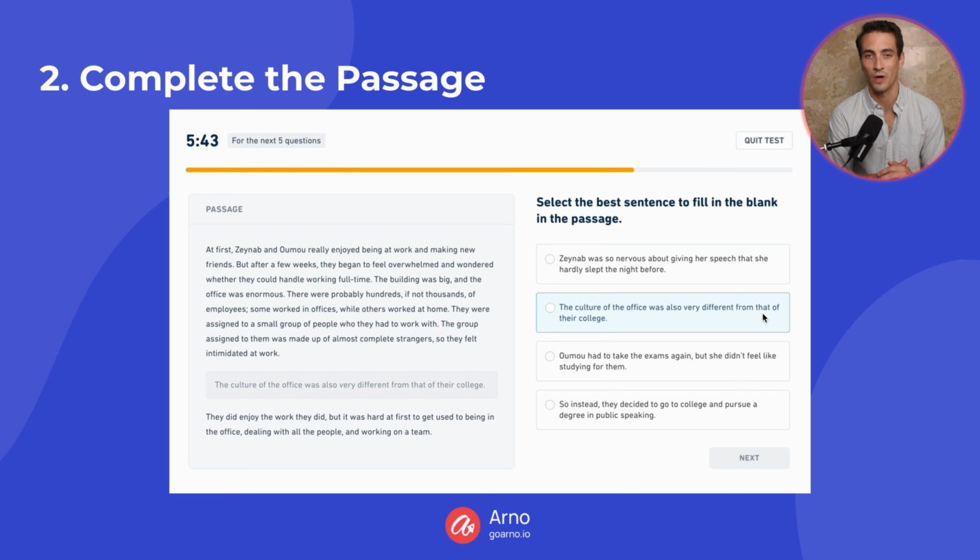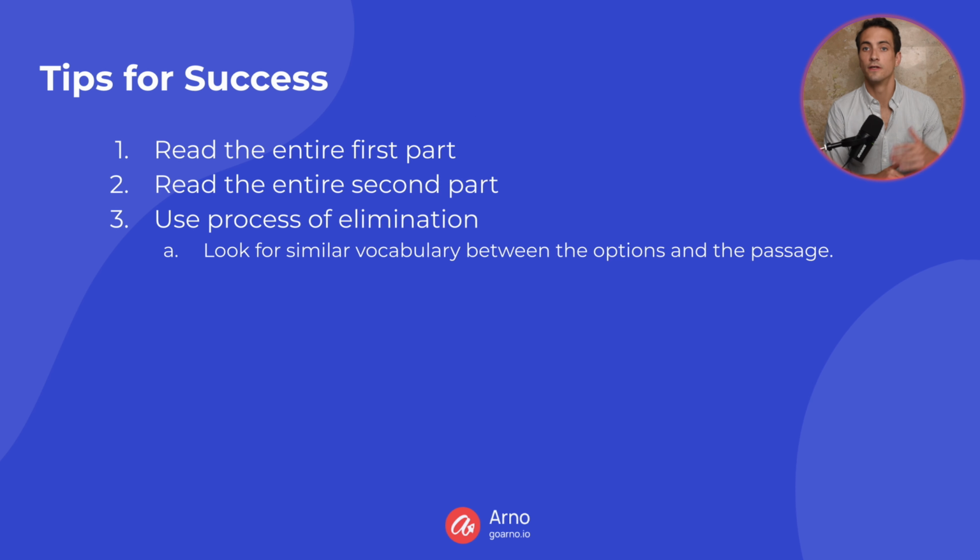answer for this question. So tips for success for complete the passages: read the entire first part, then read the entire second part, then to find the missing sentence, you will use process of elimination, and the specific trick you can use to help you do that more efficiently and effectively is to look for similar vocabulary between the options and the passage.